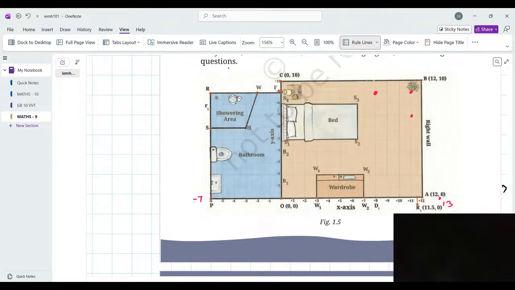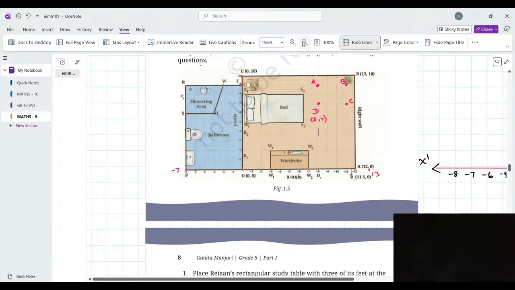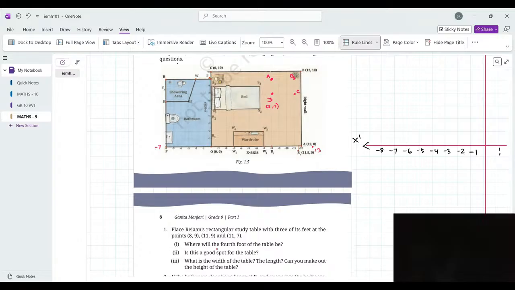If these are the three corners of the table, obviously this is going to be the next corner. Let me mark A, B, C as the three corners. Obviously this is going to be the fourth corner. The coordinate of the fourth corner is going to be (8, 7). Hope you understood. Now, where will the fourth foot of the table be? The fourth foot of the table will be on (8, 7).